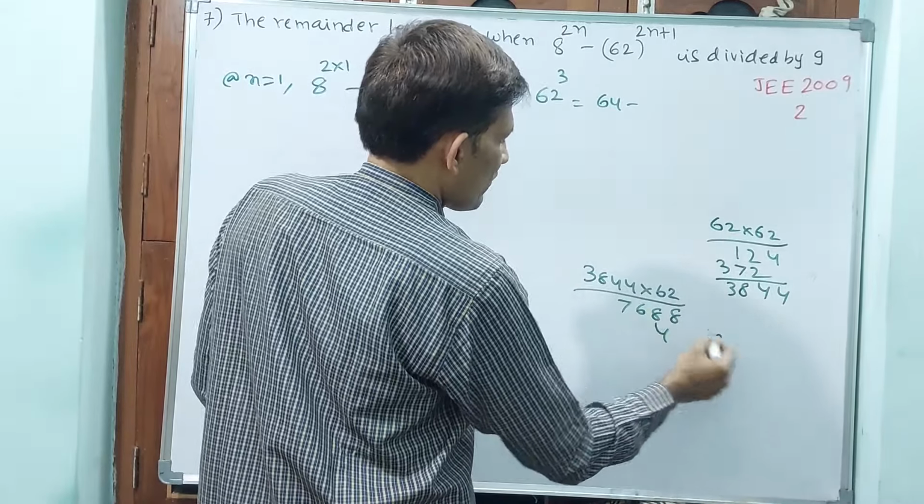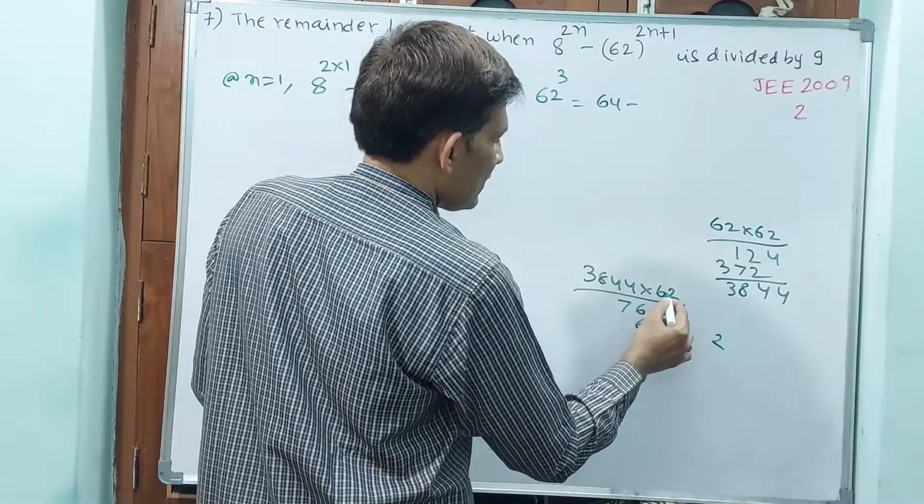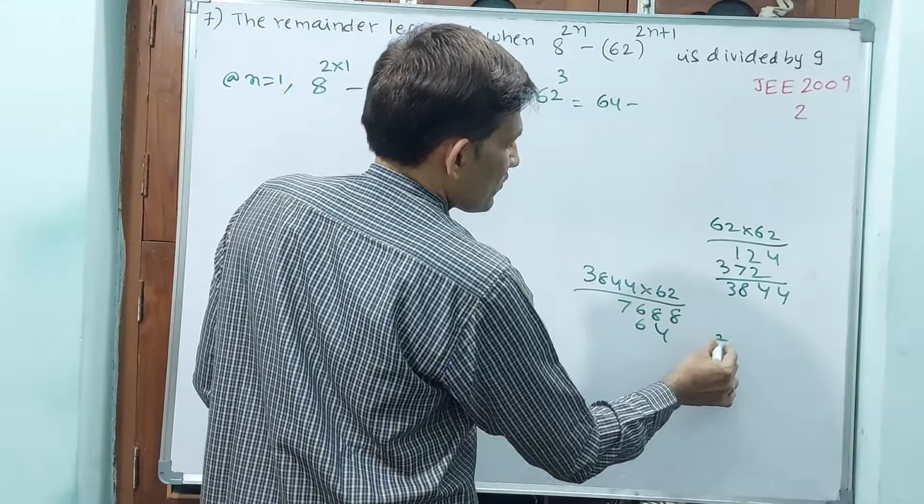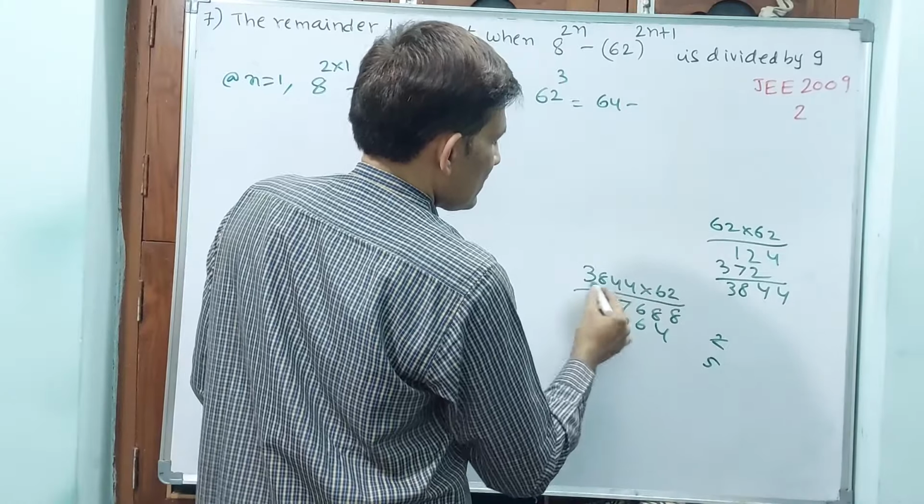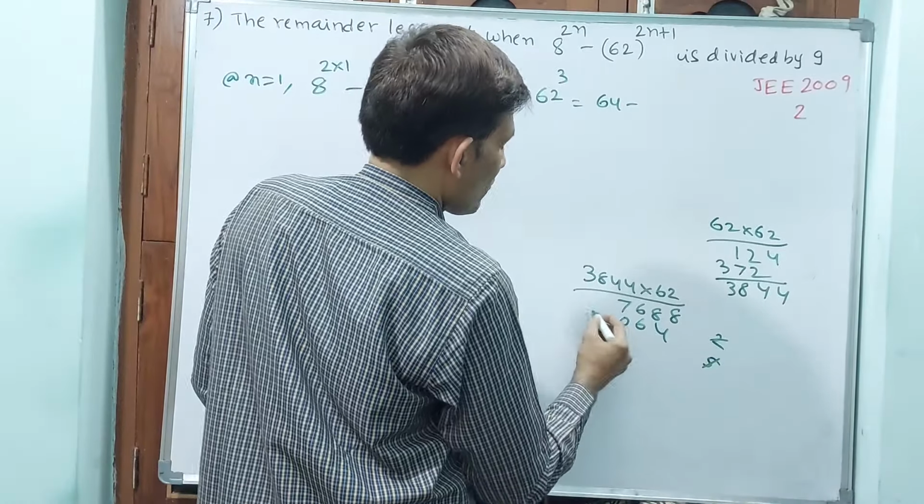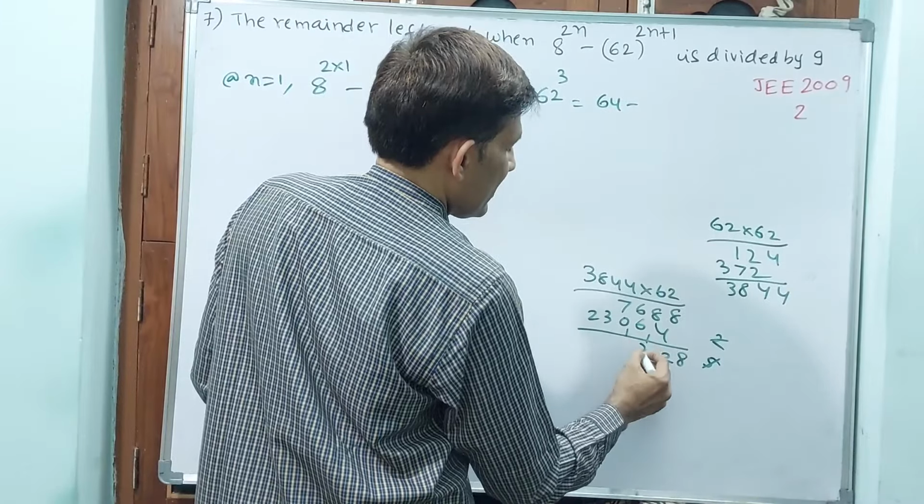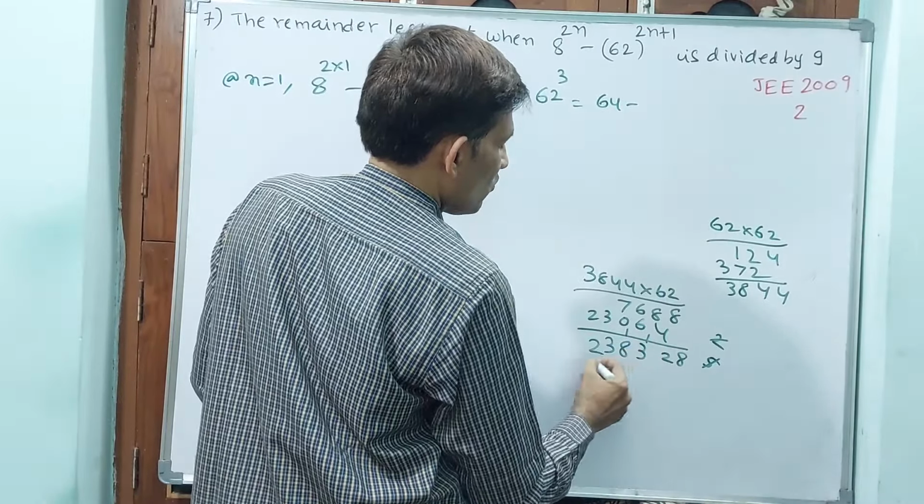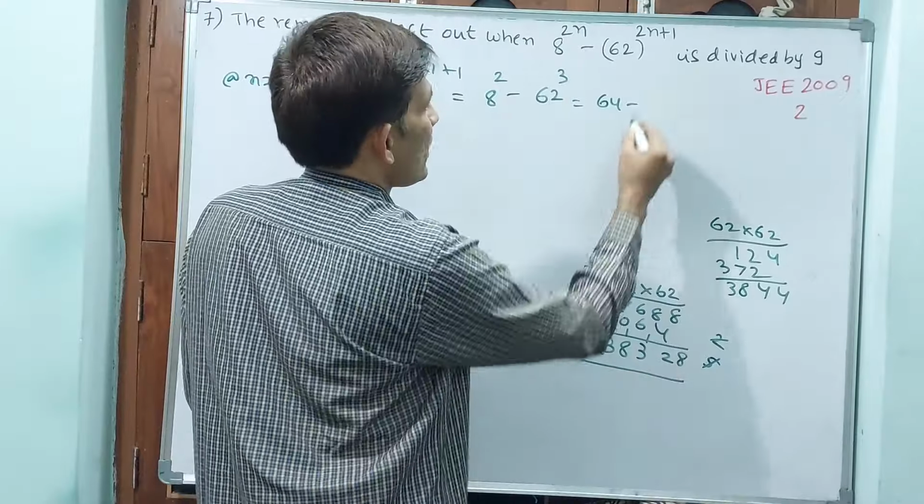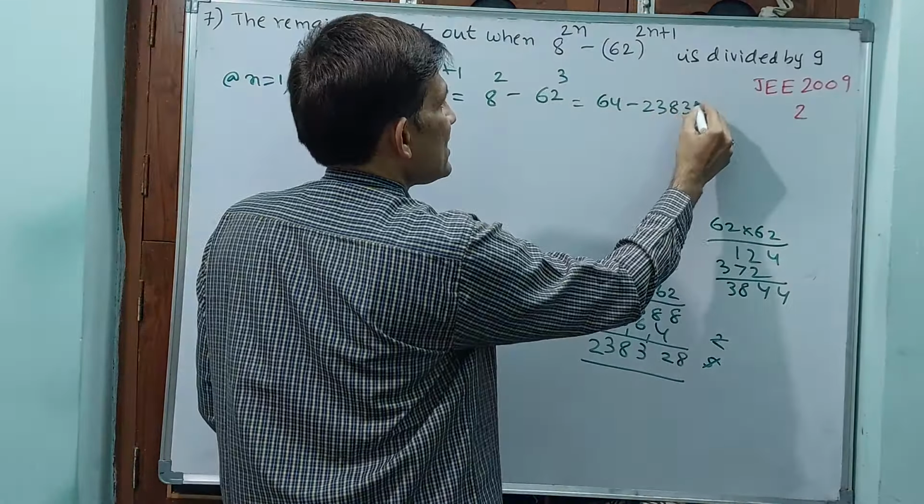Cube. 2 4s are 8, 2 4s are 8, 2 8s are 16, 2 3s are 6 plus 1, 7. 6 4s are 24, plus 2, 26. 6 8s are 48 plus 2, 50. 6 3s are 18 plus 5, 23. So we get 238328.